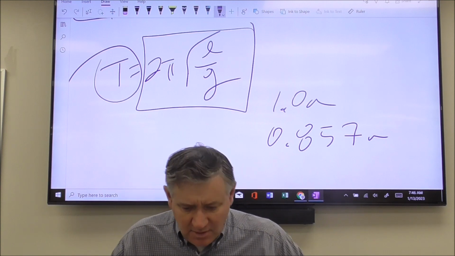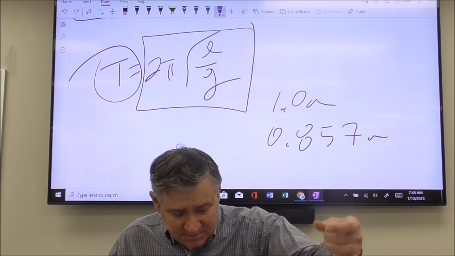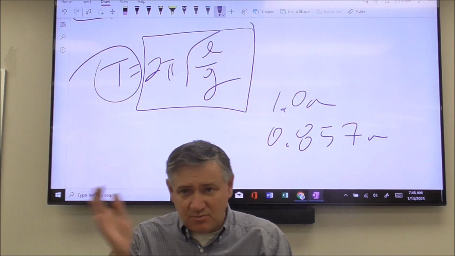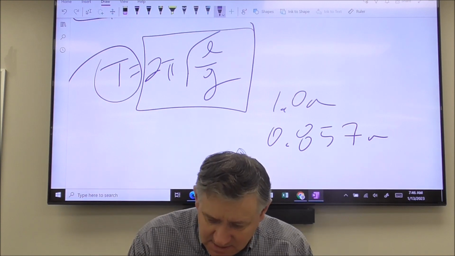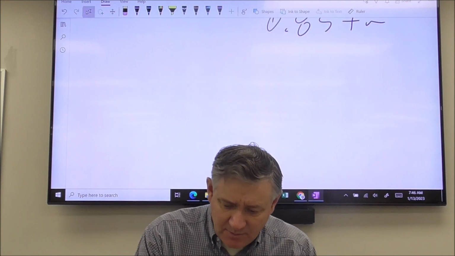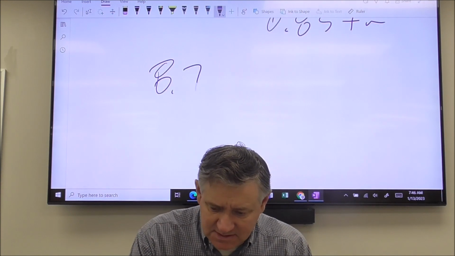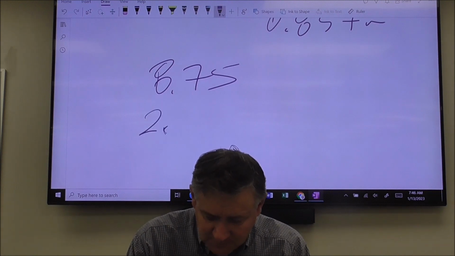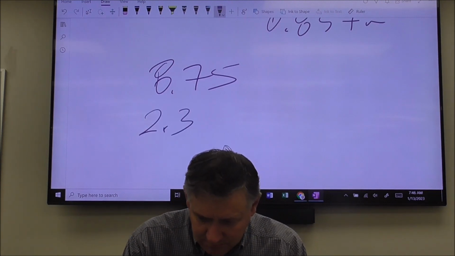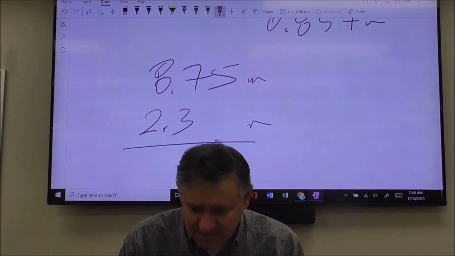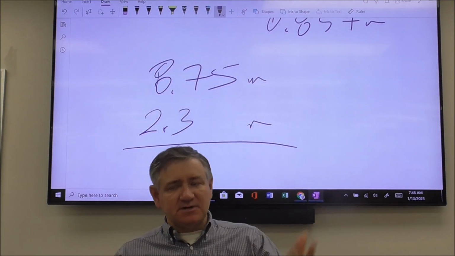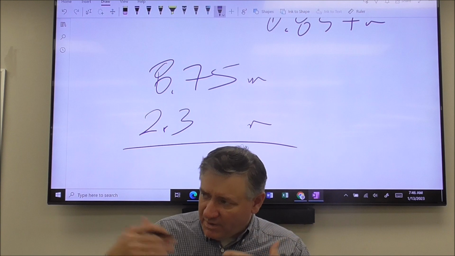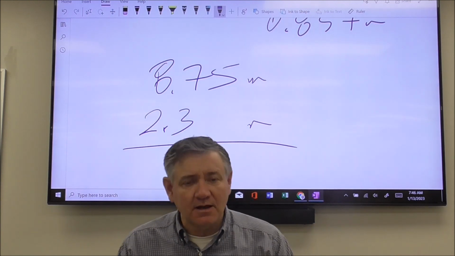So if you look at when you add or subtract, and this is where you tend to struggle, let's say we're going to add 8.75 to 2.3. Maybe these were 2 lengths, and those are the numbers that you have. So if I see this data, here's what I'm going to think.